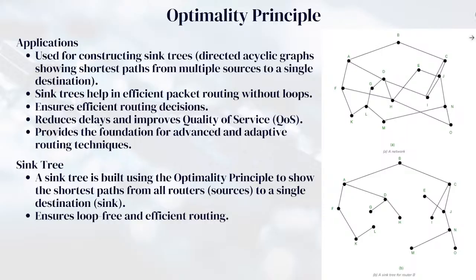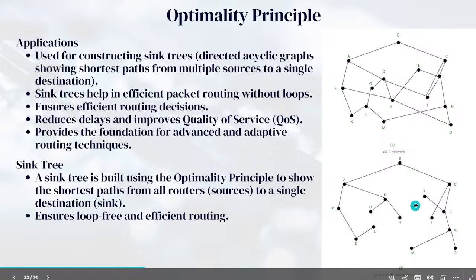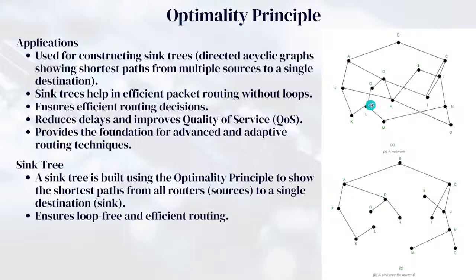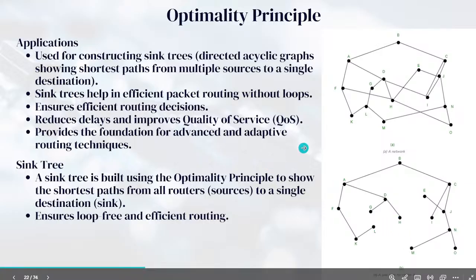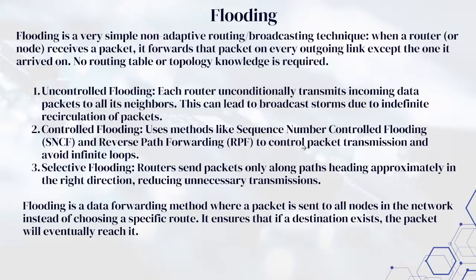So here the first is actually showing the figure of a network, and the second one is a sink tree for router B, which shows there is no loop, okay. Here you can see everywhere it is connected or there is a loop, but here you can see the end of the nodes, okay. Now the next important topic on this portion is flooding.